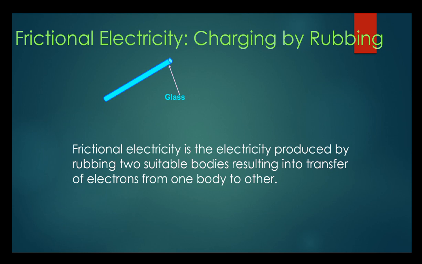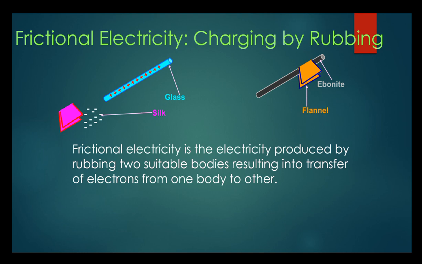Here we have a glass rod. When it is rubbed with a silk cloth, the glass acquires positive charge and the silk cloth acquires negative charge, as you can see in the figure. Similarly, we have an ebonite rod. When it is rubbed with a flannel, the flannel gets positive charge and the ebonite rod gets negative charge.